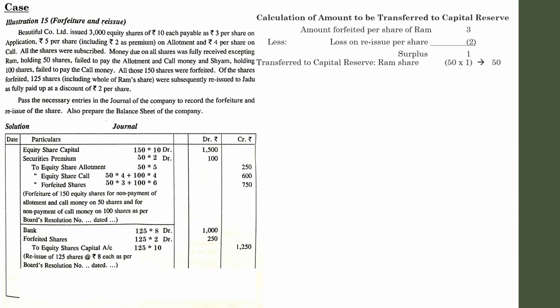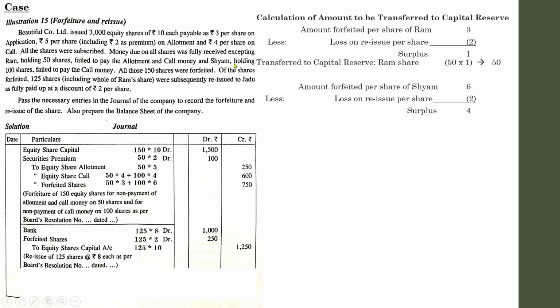So let us find out the excess amount obtained by the concern with regard to SHAM. The amount forfeited per share of SHAM: you can go through the question and easily find it. Here the forfeited amount with regard to SHAM is 6, and the company has allowed a discount of rupees 2, so you have to deduct that. So the company received a surplus of rupees 4 on one share. So how many shares were reissued by the company?